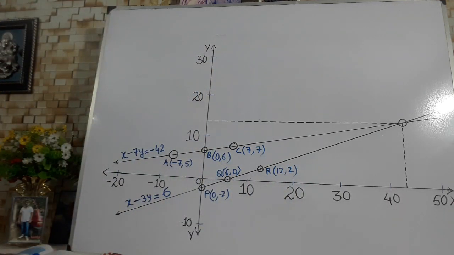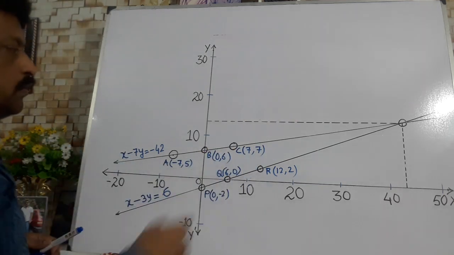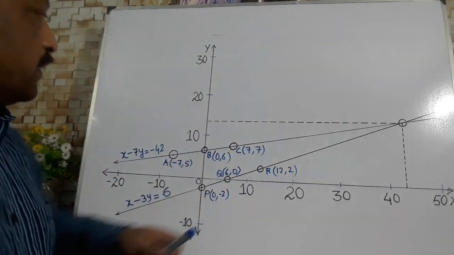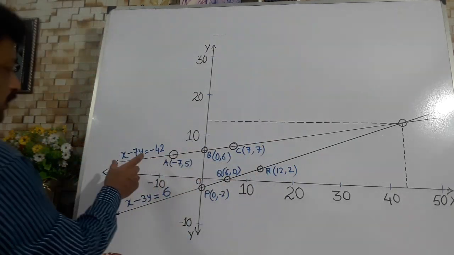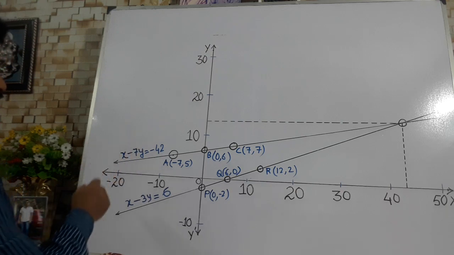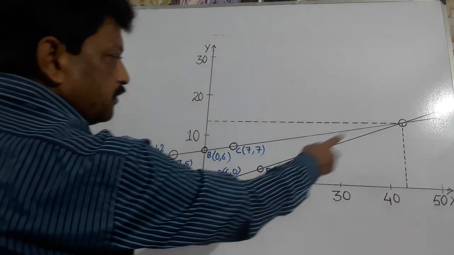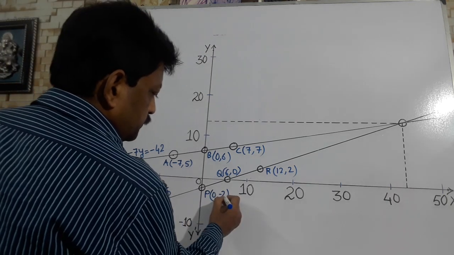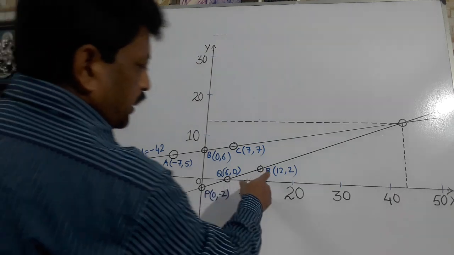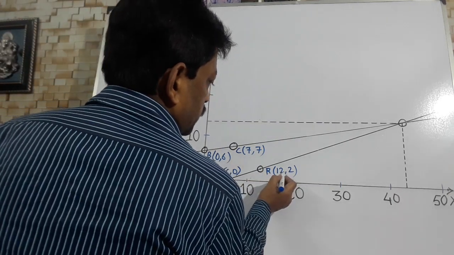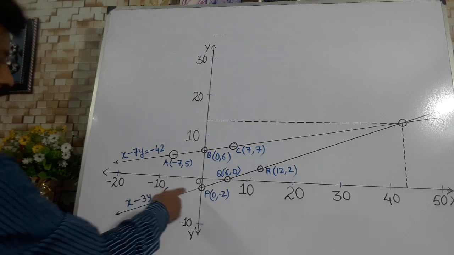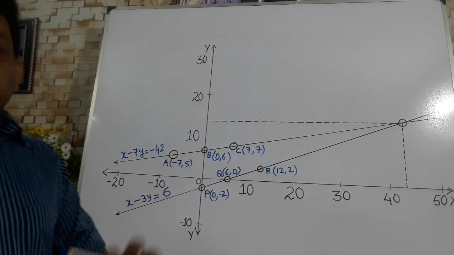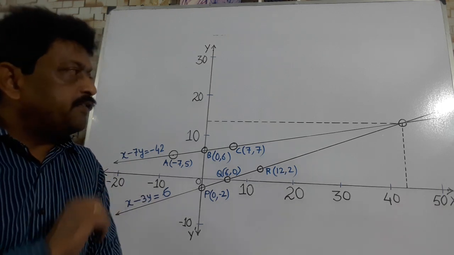So when these three points are joined together, we are getting a straight line. The first straight line is represented by the equation x minus 7y equals minus 42, and the second line, whose coordinates are P 0, minus 2, Q 6, 0, and R 12, 2. When they are joined together, we are getting a straight line, and this straight line is represented by the equation x minus 3y equals 6. So this is the way of graphical representation.